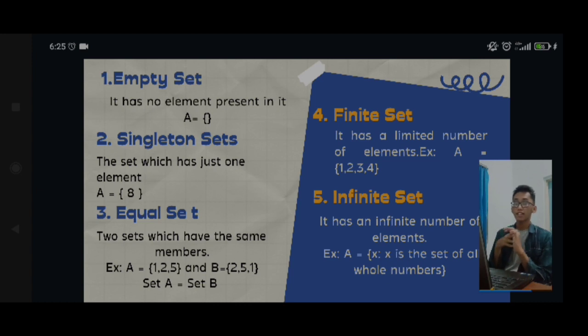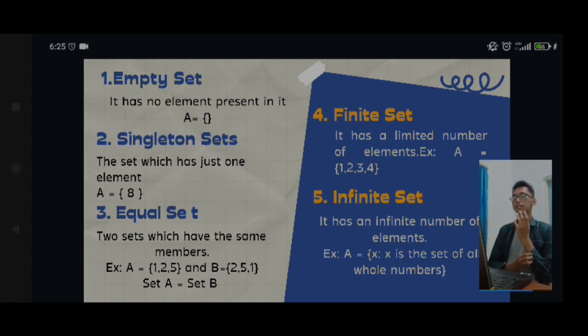Next we have the finite set. A finite set is a set that has a limited number of elements. For example, A is equal to 1, 2, 3, 4. We know that 1, 2, 3, 4 is only 4 numbers. That's why they are very limited. They are a finite set.